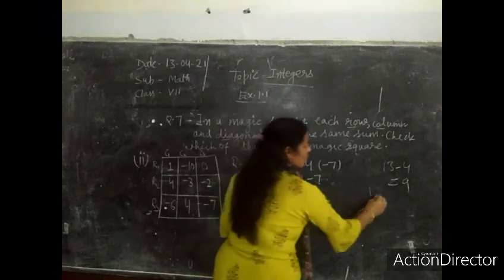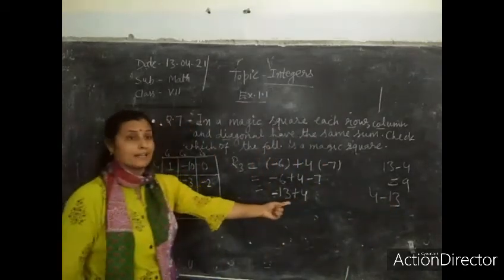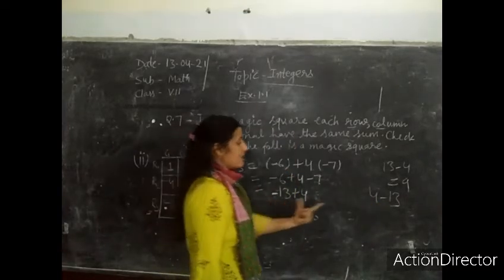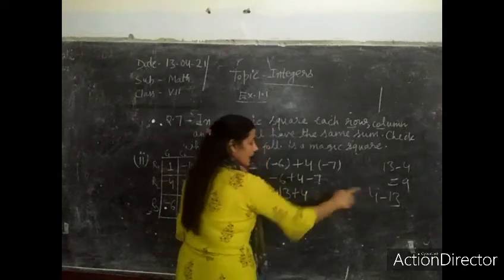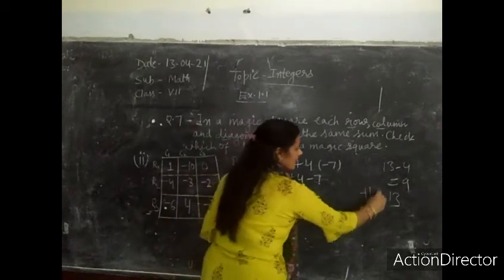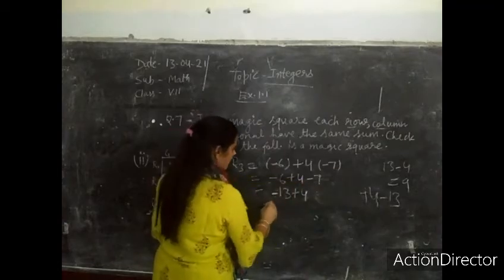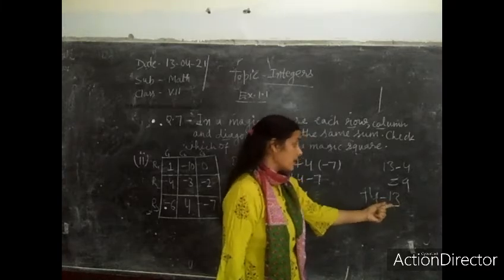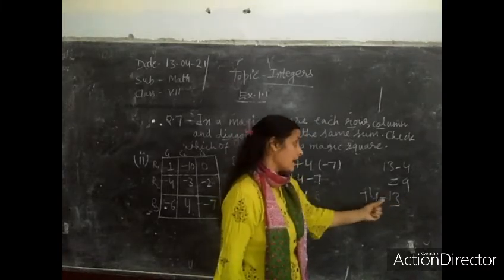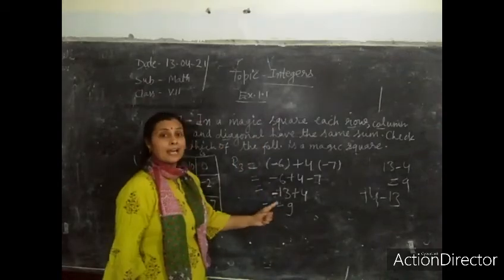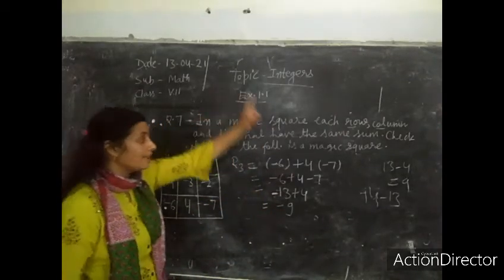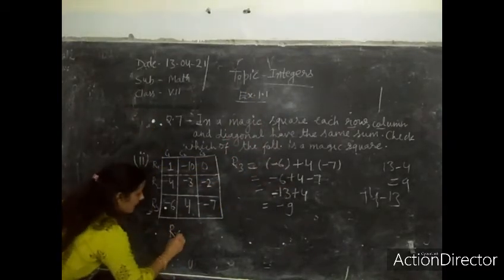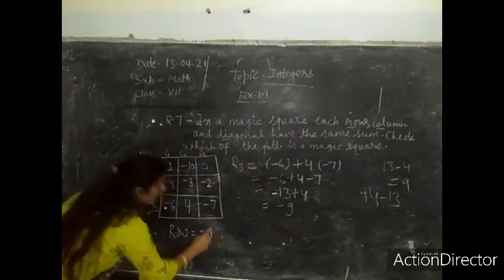9. But here it is 4 minus 13. You can write these numbers in this way also. You can see that 4 has a plus sign, so there is no need to write plus before 4. So it will become minus 9. Why is it minus 9? Because 13 is the bigger number, 4 is the smaller number, and the bigger number has the minus sign, so we place a negative sign. So the sum of all the rows, one by one, is minus 9. We will mention here row equals minus 9.